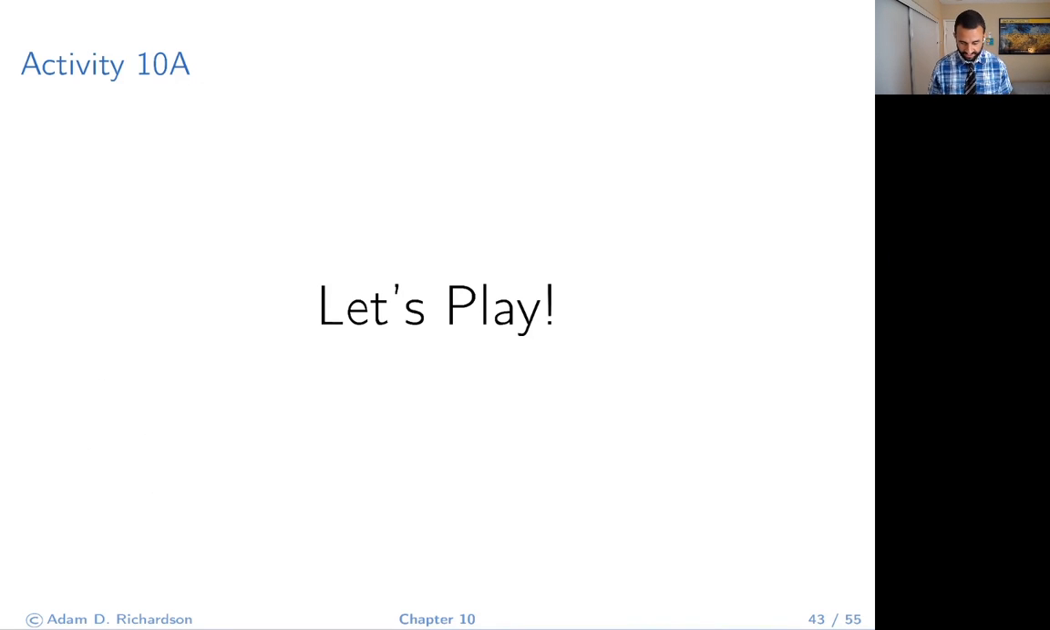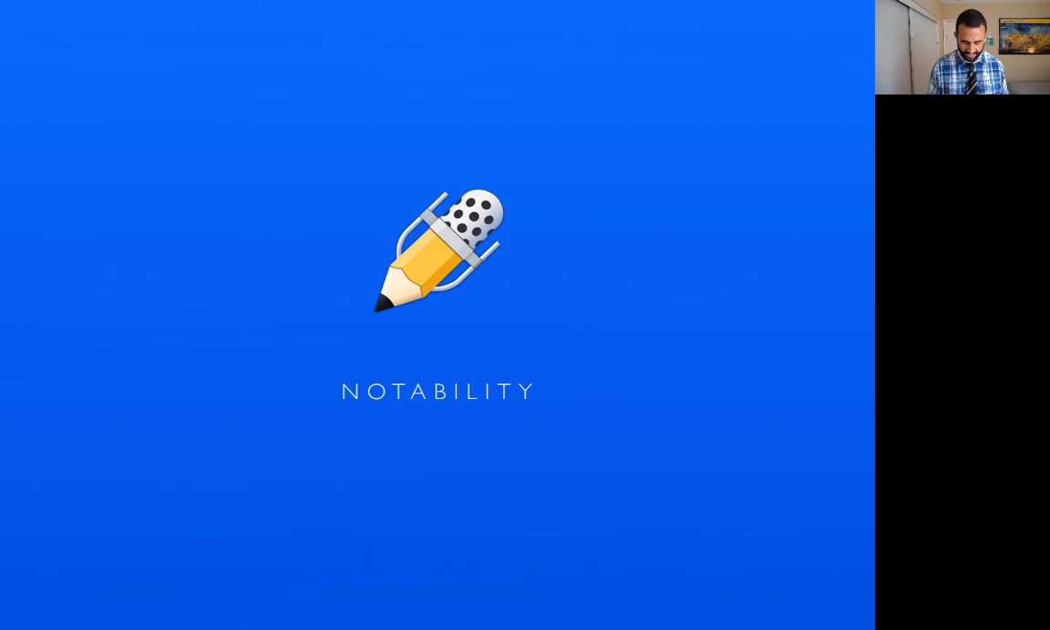All right, now let's move along. I think we're just about done here. Yeah, there we go. Let's play. Again, thanks for bearing with this long lecture. The reason this one is so long is because we learned all about signed numbers and then all the models for all four of the operations, basically. So let's play. Let's take a look at activity 10A here.